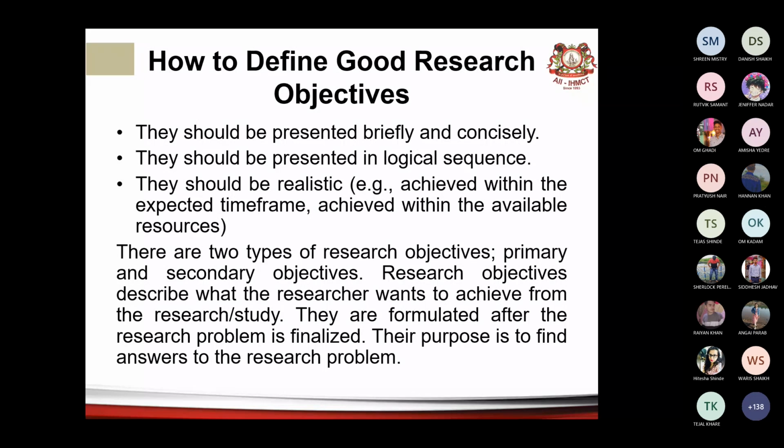Okay, there are two types of research objectives, primary and secondary. Research objectives describe what the researcher wants to achieve from the research study, and they are formulated after the research problem is finalized. Their purpose is to find answers to the research problem. Now, primary and secondary, when we do primary data and secondary data, it will fall in place. If you want me to give you a gist now, primary is something which you are finding out. It is new, nobody else has done it, so it's your work. Secondary is you are taking the data from someone else's work.